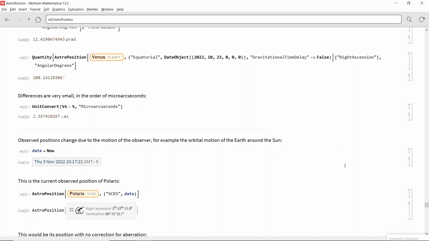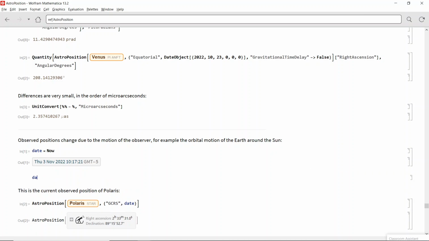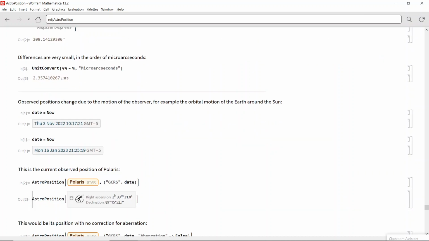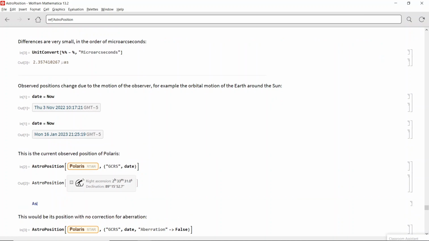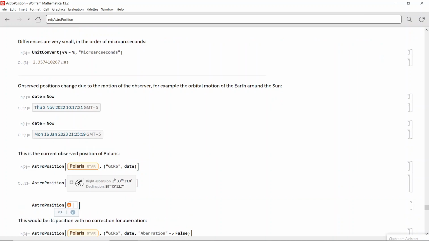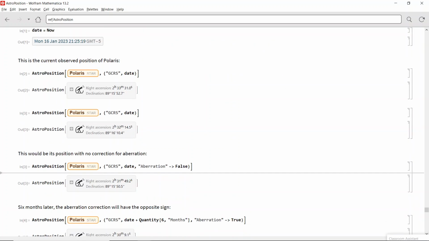Observed positions change due to the motion of the observer. For example, the orbital motion of the Earth around the Sun. Date equals now. This is the current observed position of Polaris. AstroPosition, Polaris, GCRS, date. This would be its position with no correction for aberration. So I can do aberration, false.